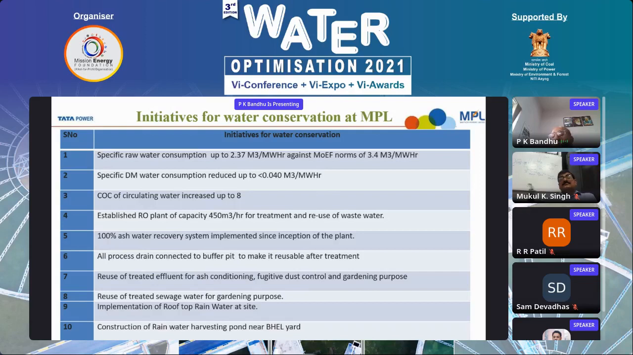And with the PLF reduction at present, because renewable energy is playing a very big role, the thermal power plant PLF is reducing. So maintaining less than 3, the standard, is very important. We are still maintaining 2.2 to 2.3 meter cube per megawatt hour.